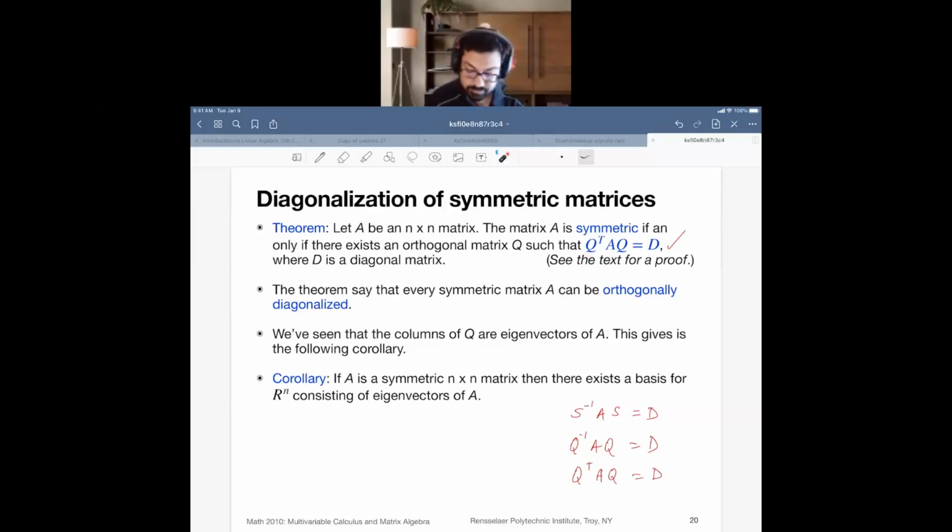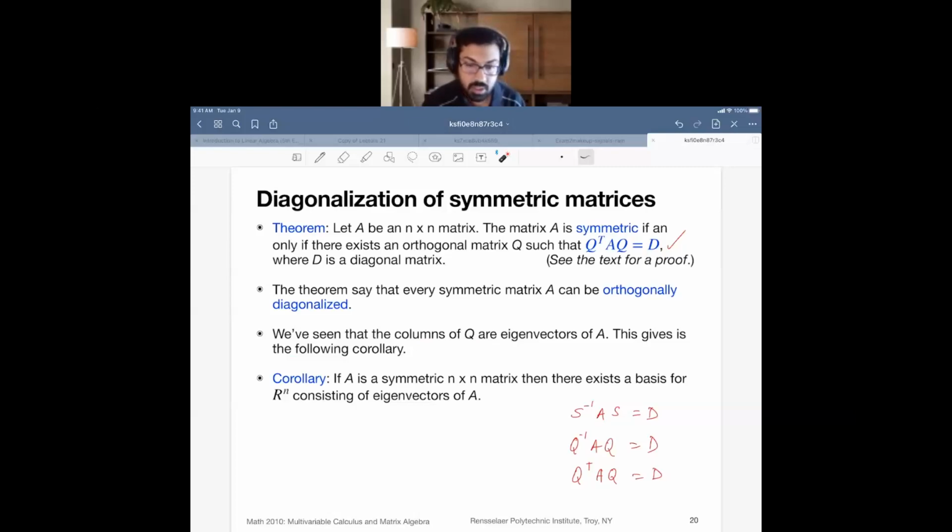So A can be orthogonally diagonalized by using an orthogonal matrix Q. You're given a matrix A which is symmetric, and you are converting that into a diagonalized matrix using orthogonal matrix Q. So that can be orthogonally diagonalized. We have already seen that the columns of Q are eigenvectors of A. This gives us the following corollary: if A is symmetric, then there exists a basis for R^n that consists of eigenvectors of A.